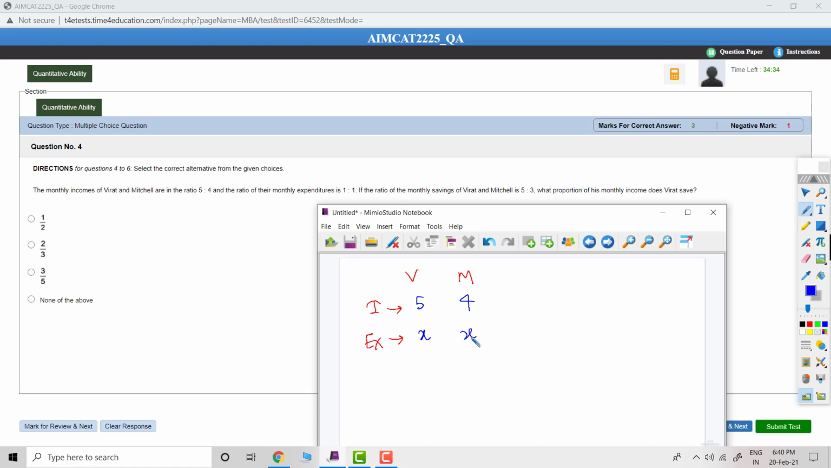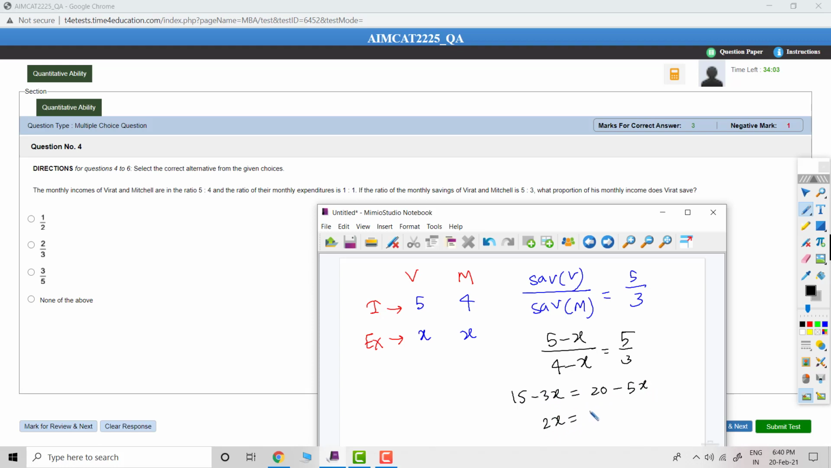Now we know the ratio of monthly saving. Saving of Virat divided by saving of Michelle, this ratio is going to be 5/3. So let's calculate this now. Saving of Virat is 5 minus x, divided by saving of Michelle, 4 minus x, that is equal to 5/3. Let's solve this equation. This is 15 minus 3x is equal to 20 minus 5x. If we solve this, we will get 2x is equal to 5 and x is equal to 2.5, or 5/2.